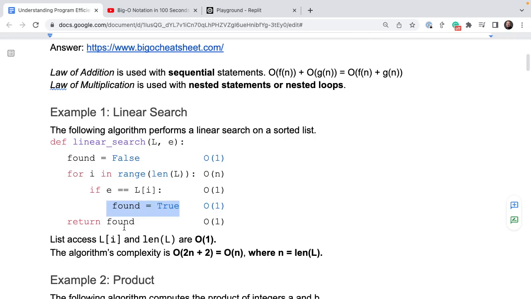So the worst case scenario is this would run every time, and you can imagine it would be basically L is all E. Let's say E is equal to 1, and you're searching for E equal to 1. It would run true every time.